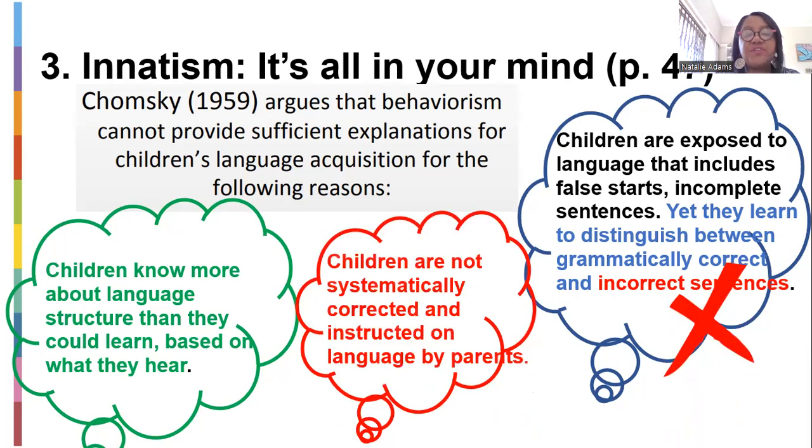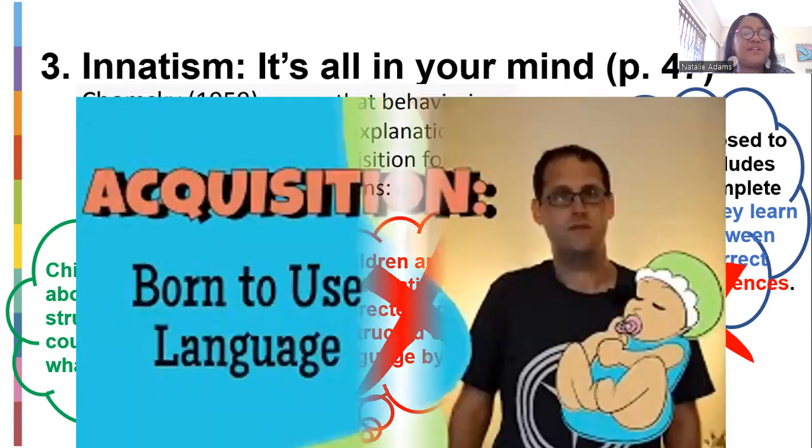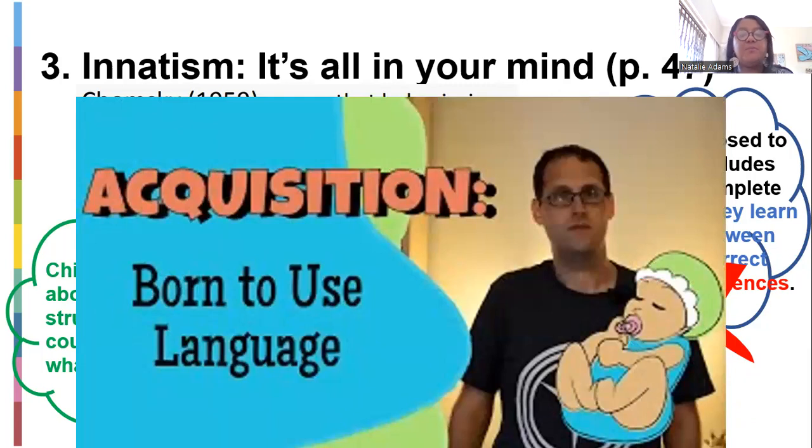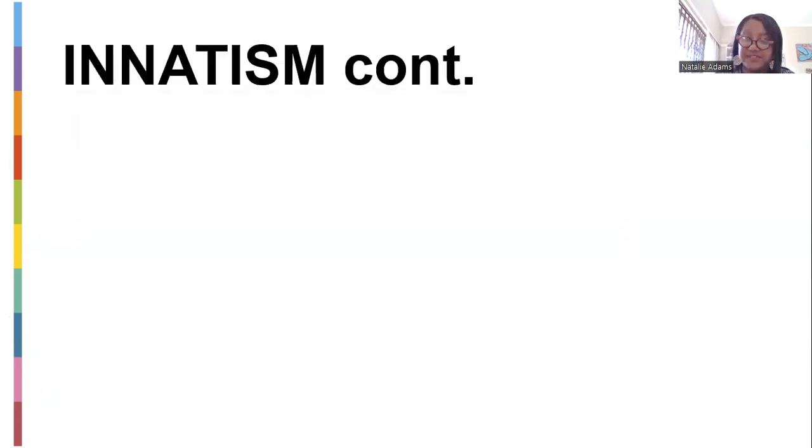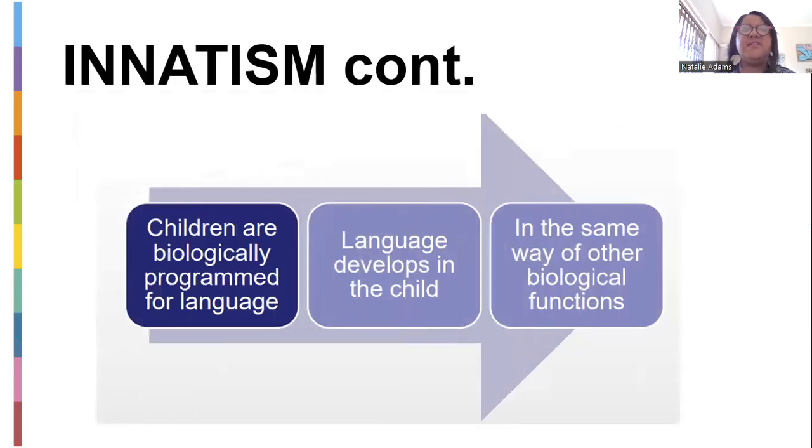It means that children are not systematically corrected or given instruction on language by parents. You know, if they learn something wrong, it's not necessarily coming from a parent. So where does it come from? So let's look at language acquisition here, born to use language. And this is what innatism says. They're criticizing the behaviorists because they're saying it doesn't make sense.